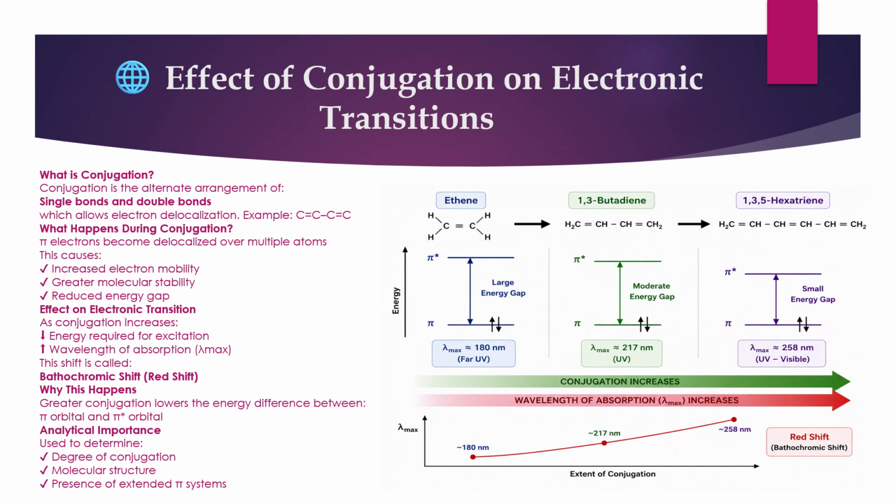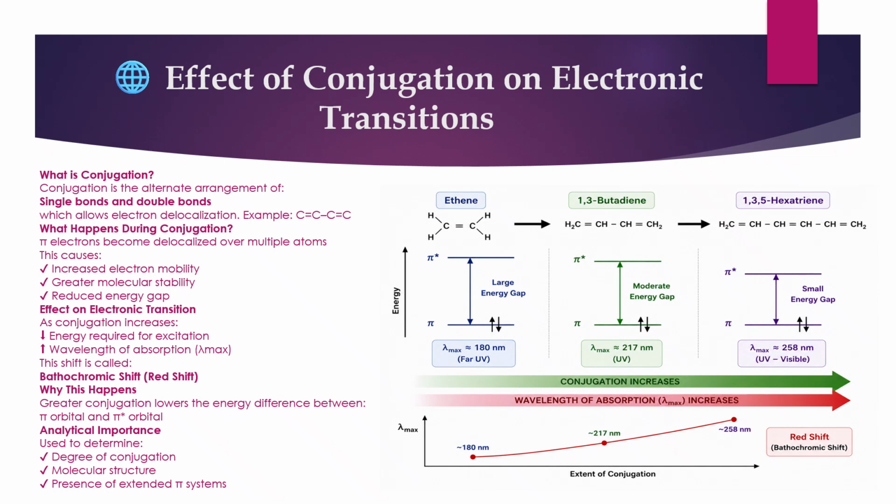In ethene, the energy gap between the pi and pi star orbitals is relatively larger, so more energy is required for excitation. In butadiene, conjugation increases, which lowers the energy gap. As a result, lesser energy is needed. In hexatriene, conjugation is greater, so the energy gap becomes even smaller. This causes absorption at a longer wavelength.